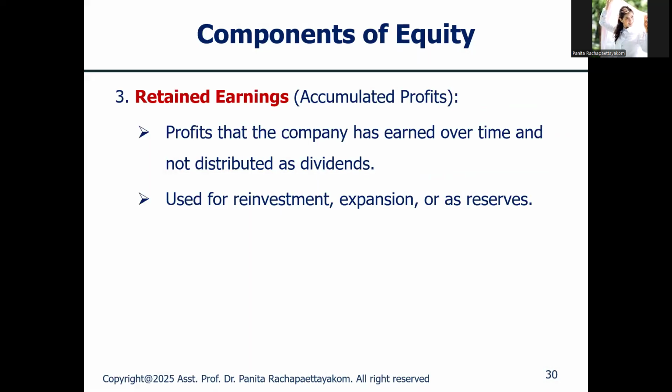And here the third one is retained earnings. It is one component of the equity part. What are retained earnings? In the bracket, I provide you that retained earnings are the accumulated profit. What does it mean? Here, the retained earnings are the accumulated profit.